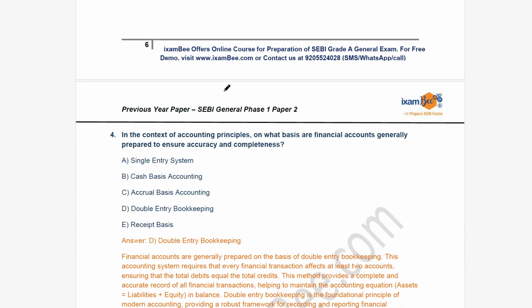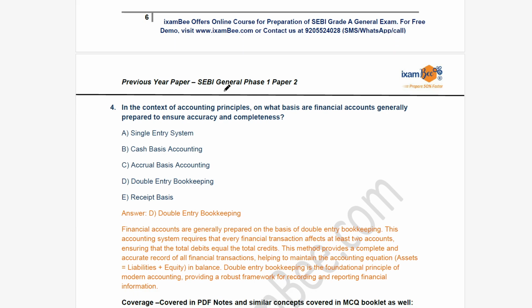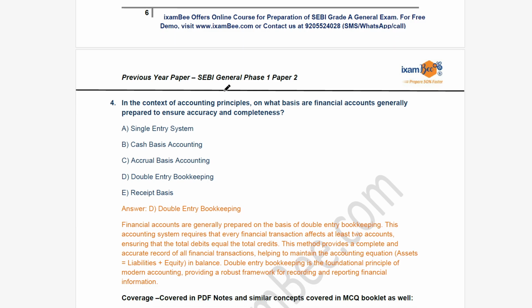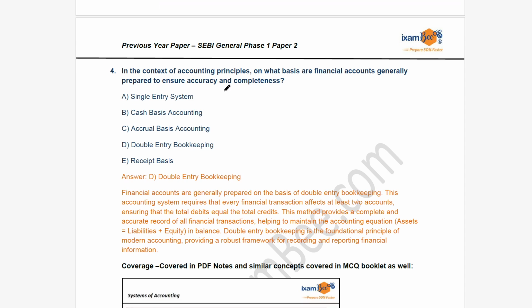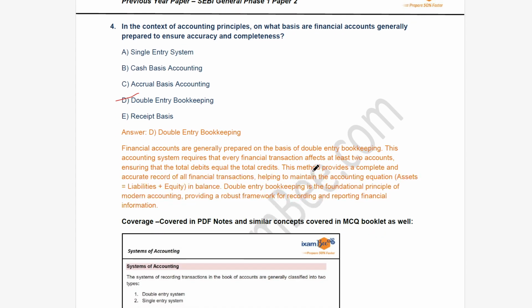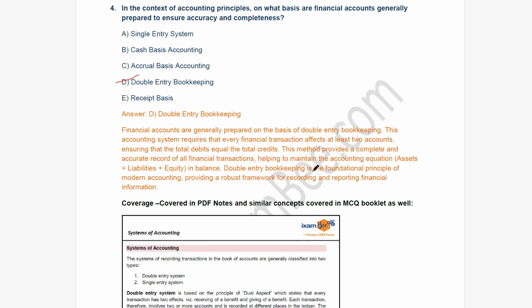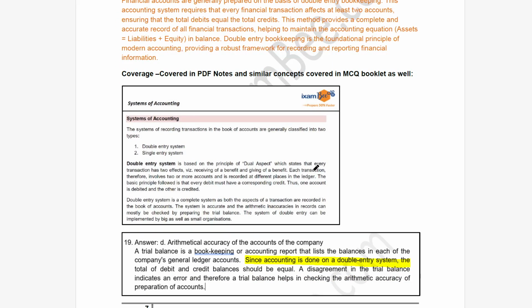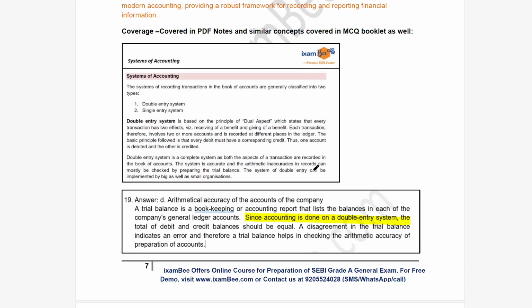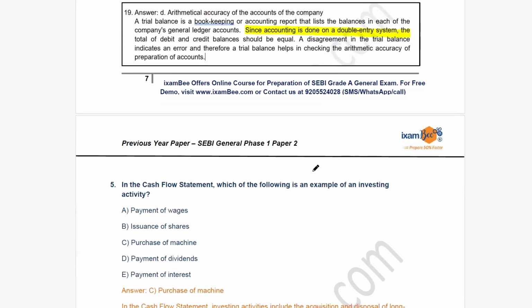Next question, in context of accounting principles, on what basis are financial accounts generally prepared to ensure accuracy and completeness? Very simple and direct question. The answer is D, double entry bookkeeping. So dual aspect ensures that you are not making any mistake. Again, something very much covered in questions, notes, classes, and various discussions.